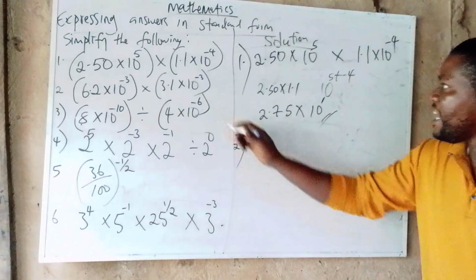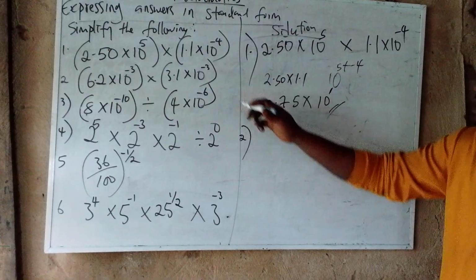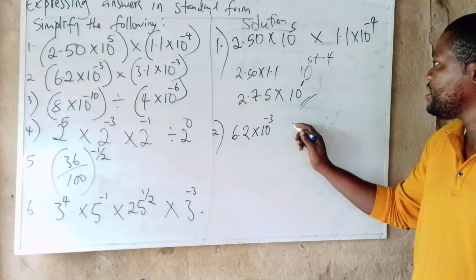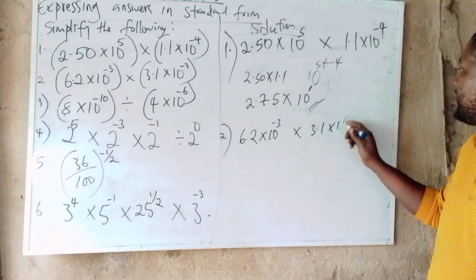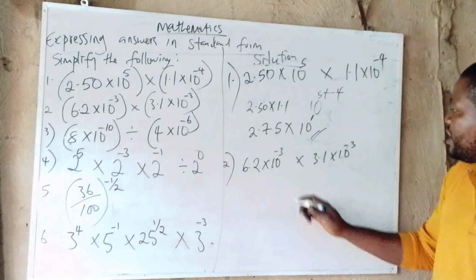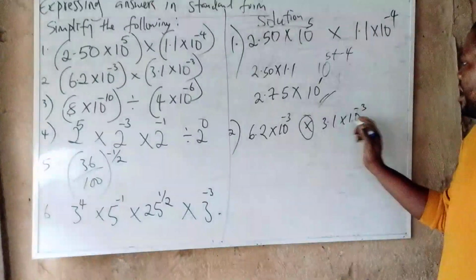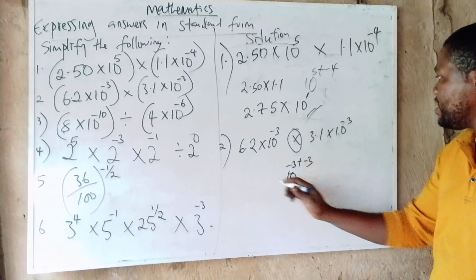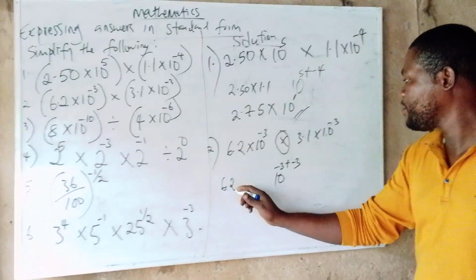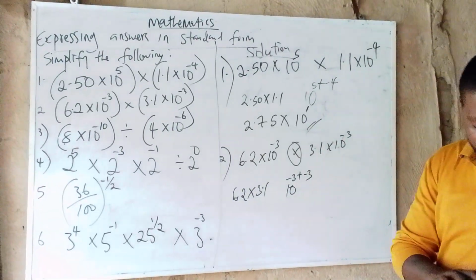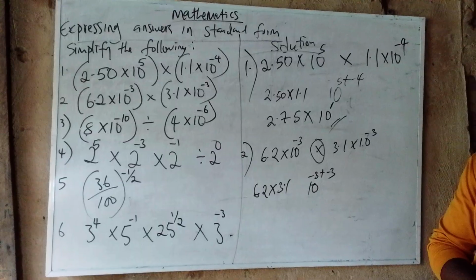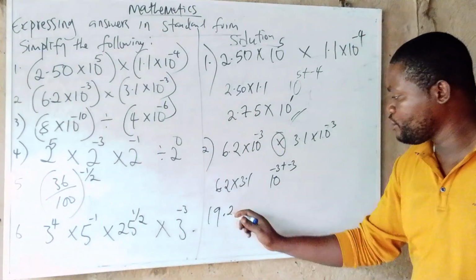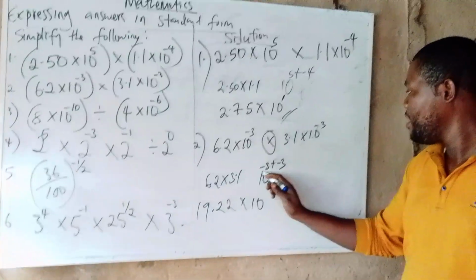Number 2 problem, I have this: 6.2 times 10 raised to the power of minus 3 times 3.1 times 10 raised to the power of minus 3. So what will I do here? I'm multiplying, I'll add their powers, I'll bring out this my 10, say minus 3 plus minus 3. So 6.2 times 3.1. When I multiply 6.2 times 3.1, I get 19.22 times 10 raised to the power of minus 3 minus 3.